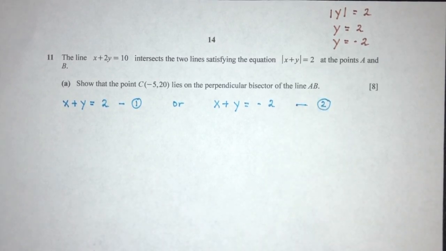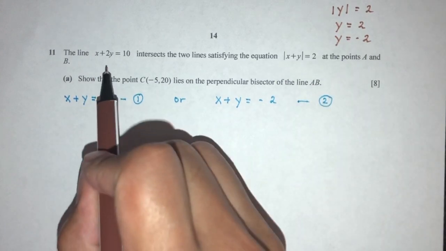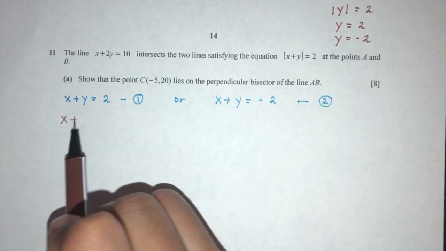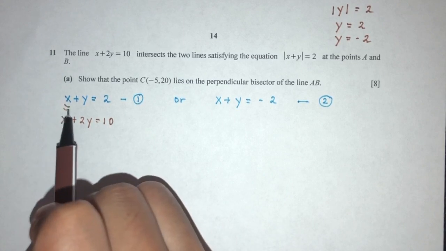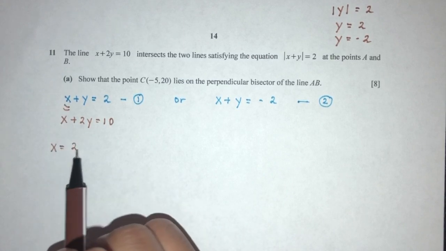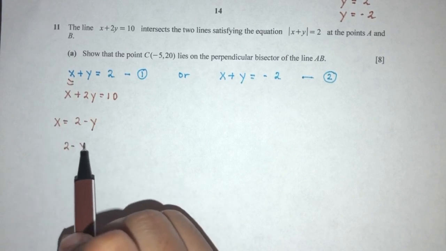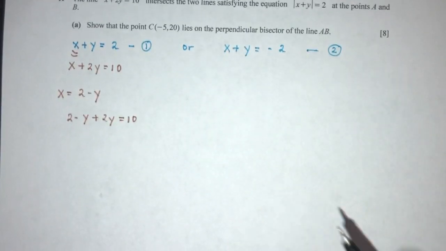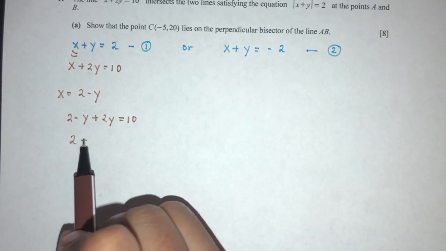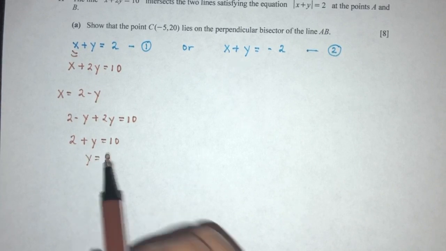So now we have to find the points of intersection for the first line and for the second line. Okay, so let's see. For this one, here we have x plus 2y is 10. Now let's make x the subject, so x will become 2 minus y. Replace back in here, you will have 2 minus y plus 2y have to be 10. So check: 2 plus y have to be 10 and y have to be 8.